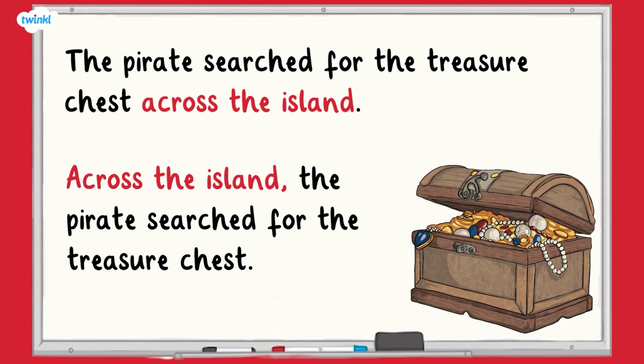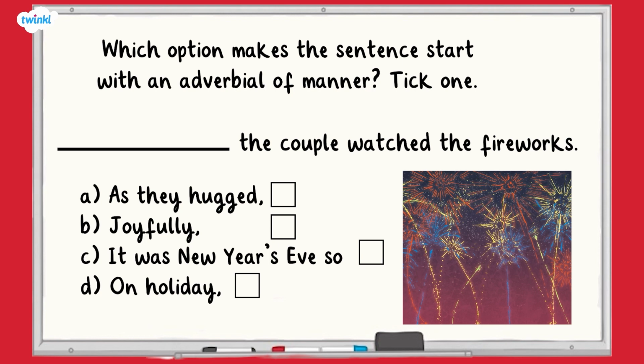This sentence gives us the same information, but the adverbial has been moved to the front of the sentence for effect. This is known as a fronted adverbial. For our final activity, have a look at this question. Which option makes the sentence start with an adverbial of manner? Tick 1. The sentence ends with, the couple watched the fireworks. And your options are, as they hugged, joyfully, it was New Year's Eve, so, or on holiday.